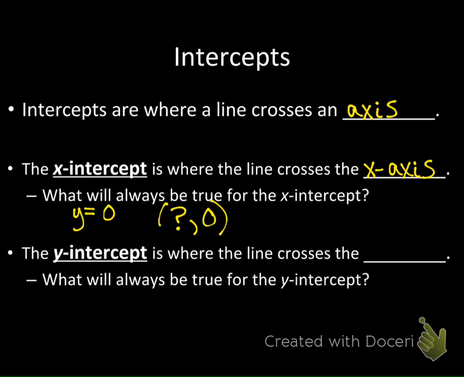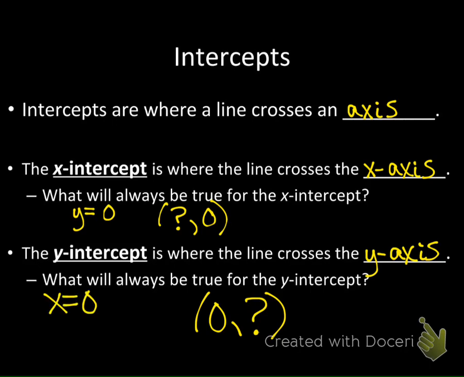Okay? The y-intercept is where the line crosses the y-axis. So then what's always going to be true for the y-intercept? 0. So 0 and question mark. What's that 0 stand for? What value is the 0 there for? X. So x will equal 0. You're nailing it today. All right, flip it over.